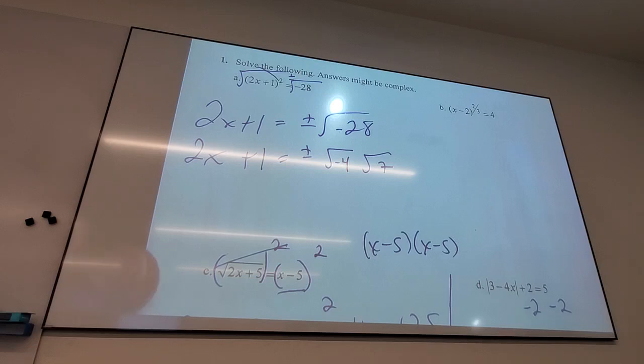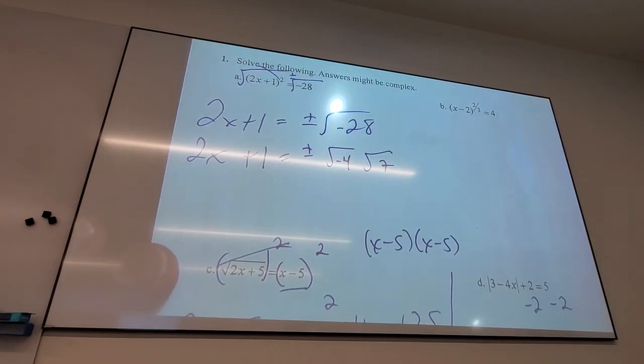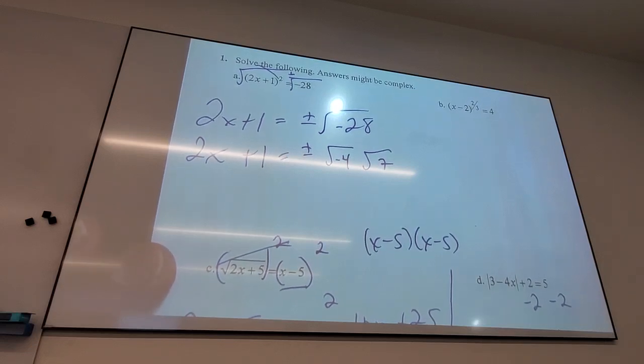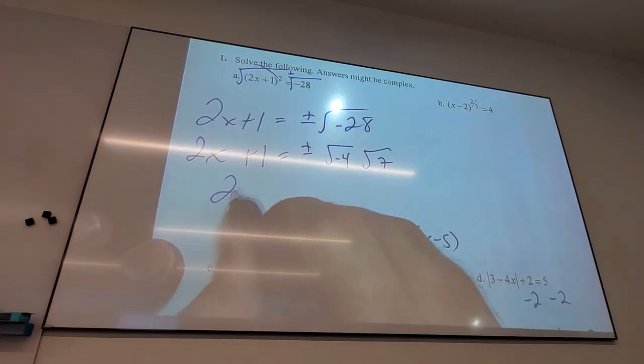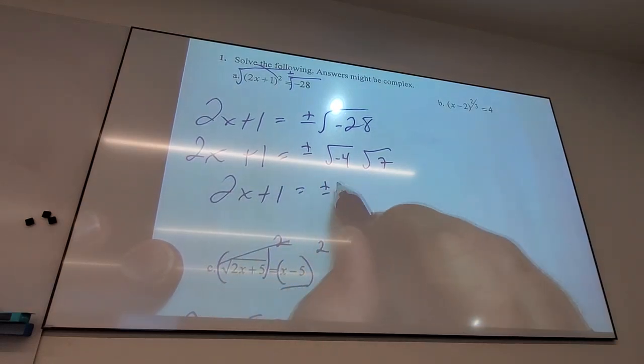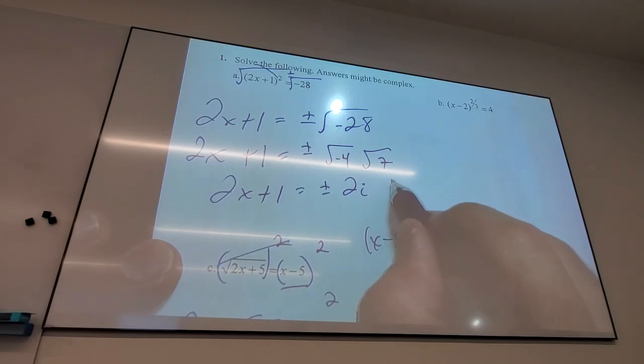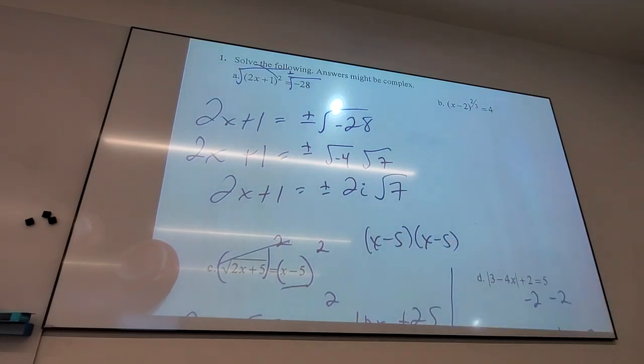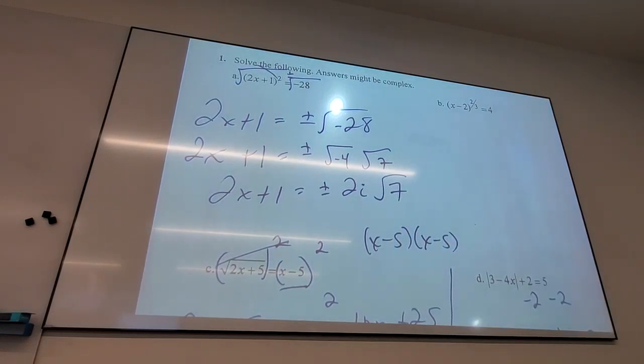2i. Square root of 4 is 2. The square root of negative 1 is i. What's the square root of 7? I don't know. Root 7. Just leave it there, yeah.